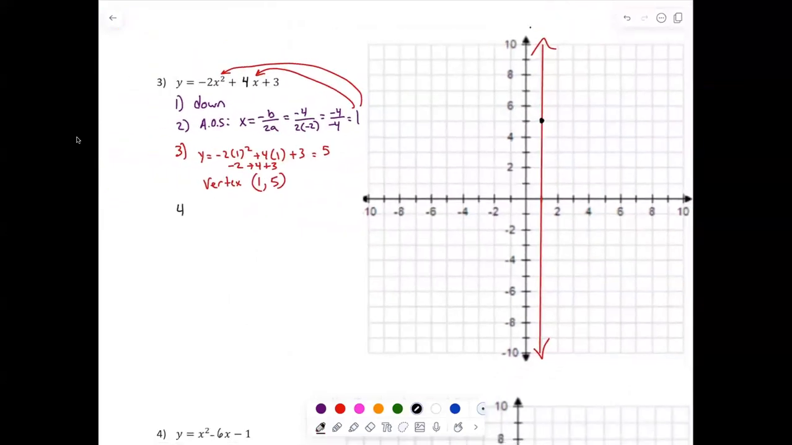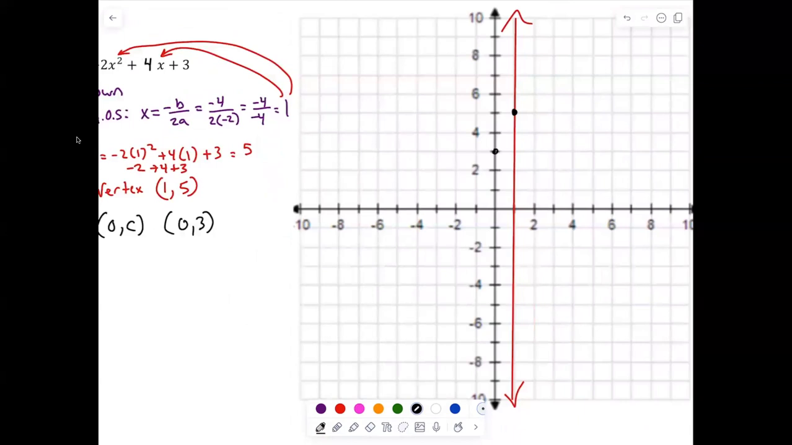Now, number 4 was our y-intercept. Our y-intercept was always 0, c. What's the c value in this case? 3. So our y-intercept is 0, 3. So now I plot the point 0, 3. If 0, 3 is on the graph, then what else is on the graph? 2, 3. Whoever said that, nice work. I measure to the axis of symmetry, and then I measure the same distance. And now you just make your parabola.